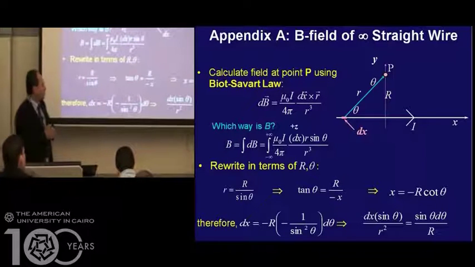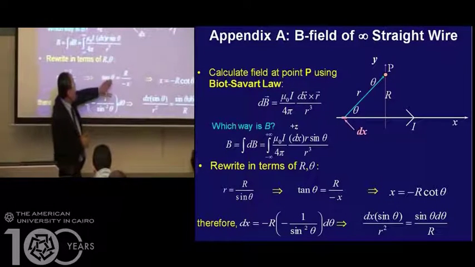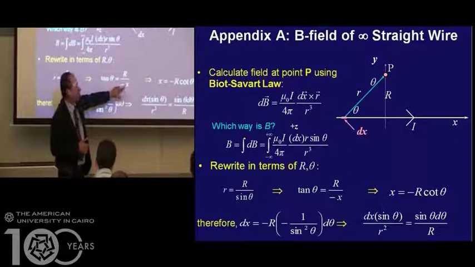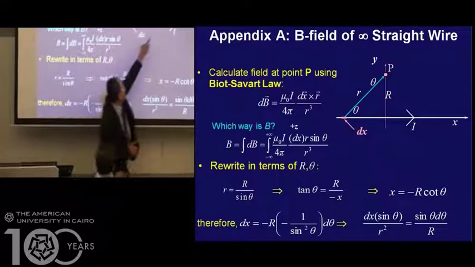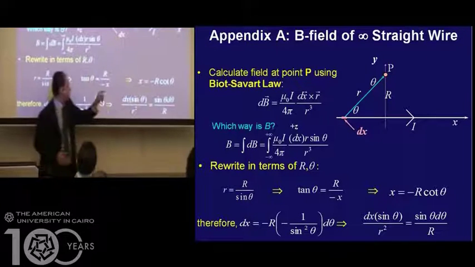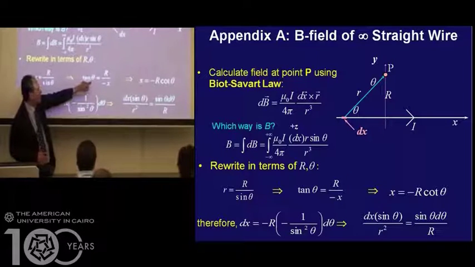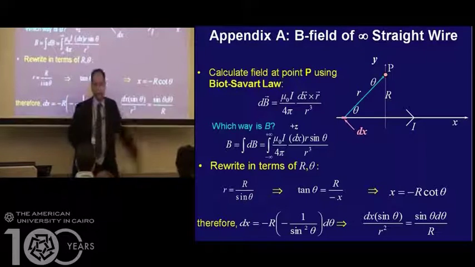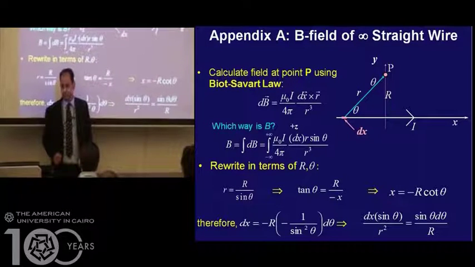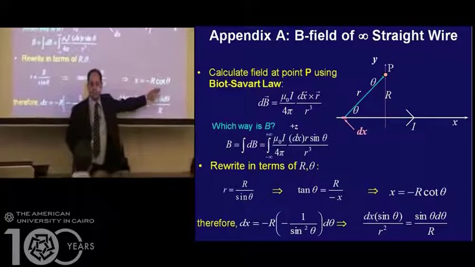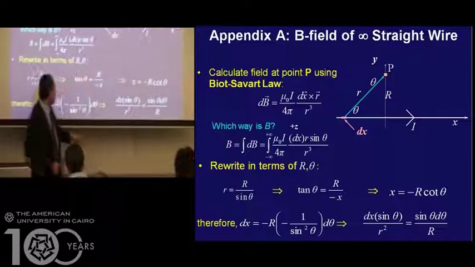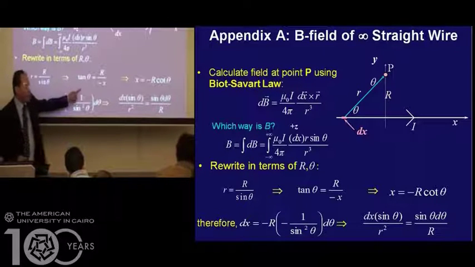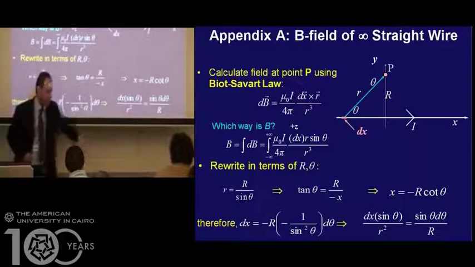You have to convert that dx into d theta. So we said tan theta equals r over minus x. Why negative x? Because it's on the negative side. That's the mistake that you have made. So you get x equal to minus r cotan theta. Now differentiate that equation. You get dx equal to negative r times negative 1 over sine squared theta, which is cosec squared theta, d theta.